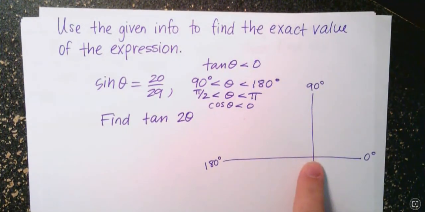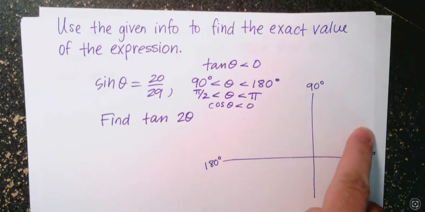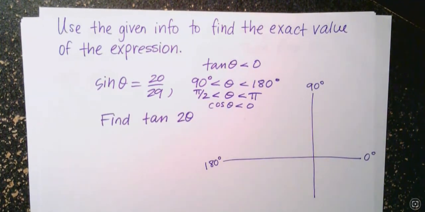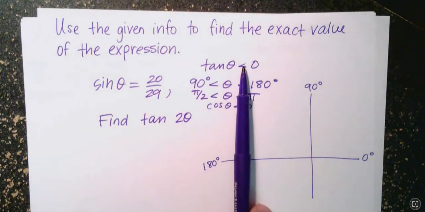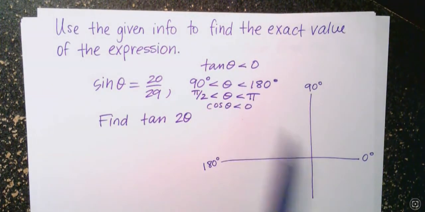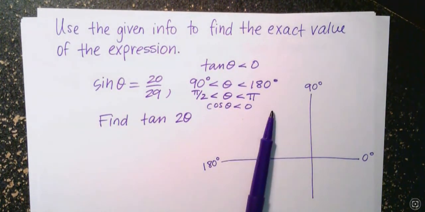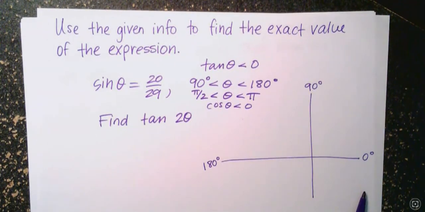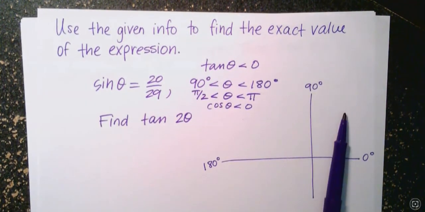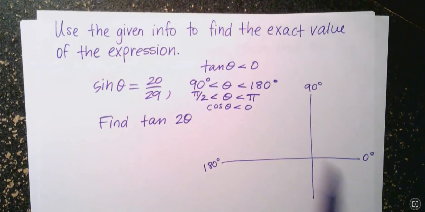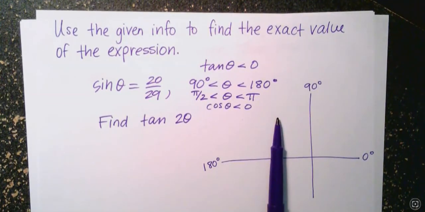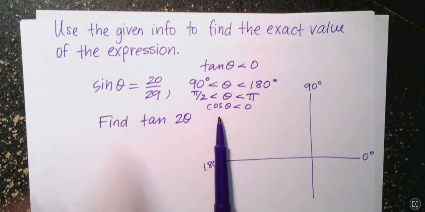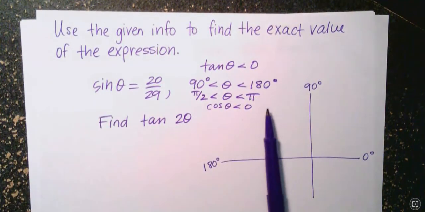Remember, sine is like a y value, so it's up here or up here. So sine is positive, and if they tell me the tangent's negative, the two places the tangent's negative are second quadrant and fourth quadrant. So if sine is positive here and here, and tangent's negative here and here, it has to be second quadrant. Or they could have instead said the sine is this and the cosine is negative.